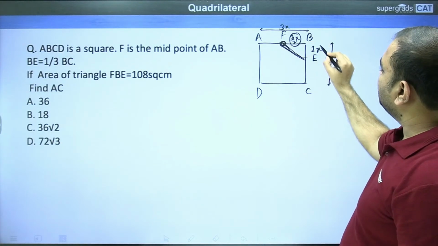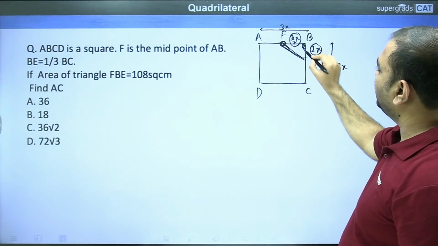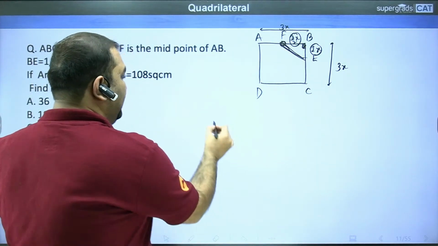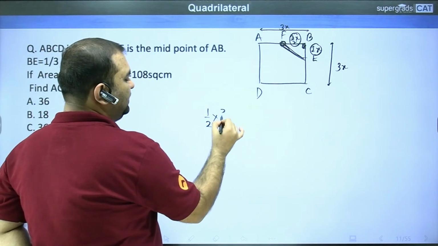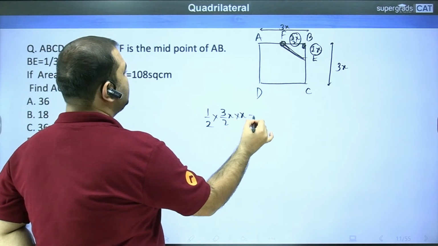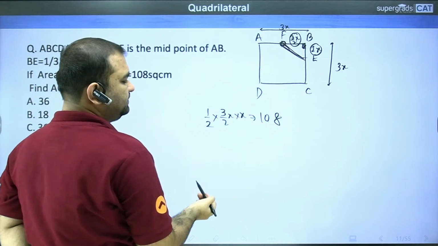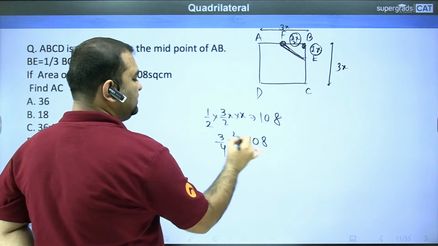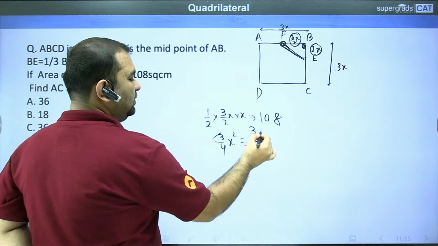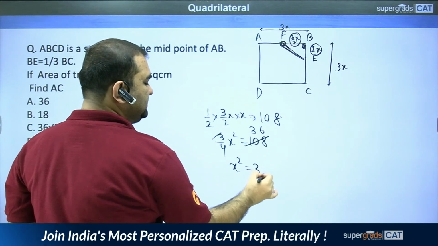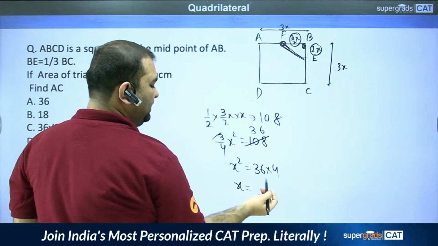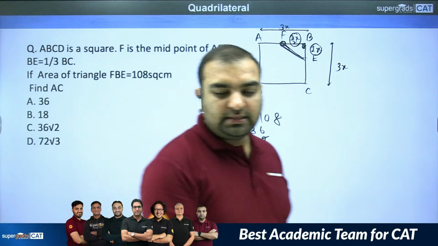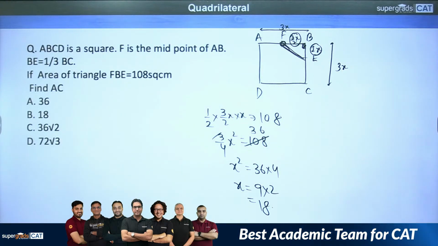3/2x और x के बीच में ट्राइंगल बन रहा है. व्हाट इज द एरिया? हाफ इंटू 3/2x into x is given as 108. So 3 by 4 x square is 108. X square is 36 into 4. So x is taking the square root, 9 into 2, 18.